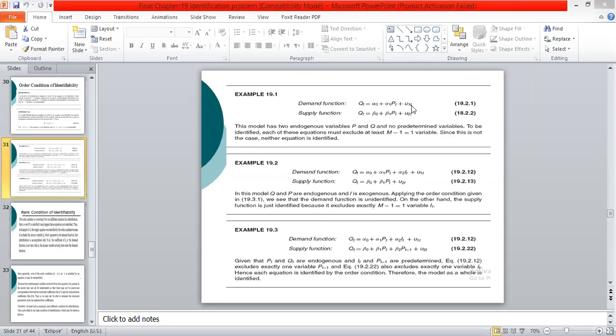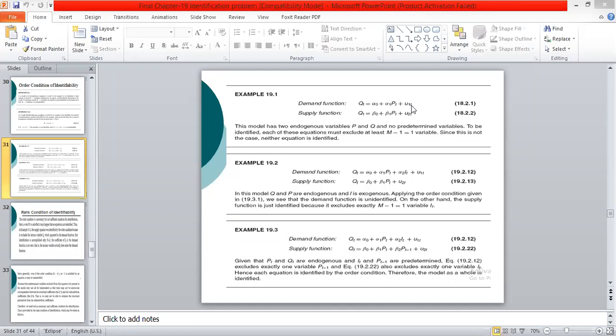So place these values into the formula, that is capital K minus lowercase k greater than or equal to m minus 1. So capital K is 0, lowercase k equals 0. So 0 minus 0 greater than or equal to small m minus 1. Small m equals 2, that is the number of endogenous variables in the given equation. So m minus 1 means 2 minus 1 equals 1. So it means 0 greater than or equal to 1. That is not possible.